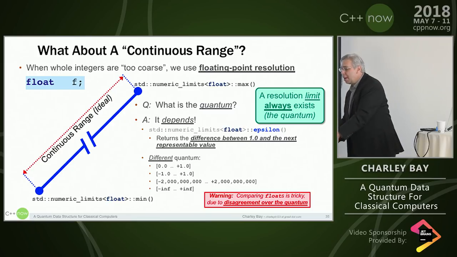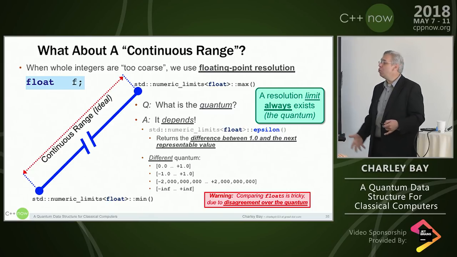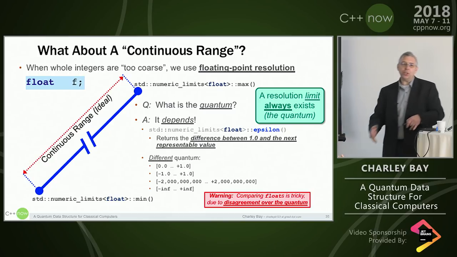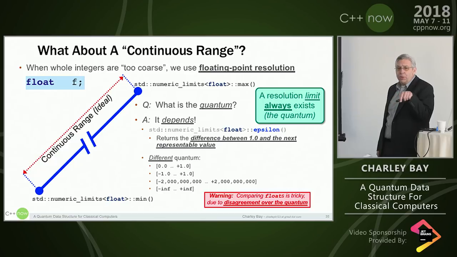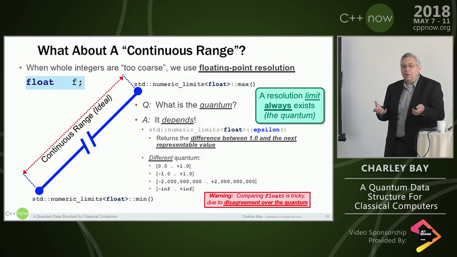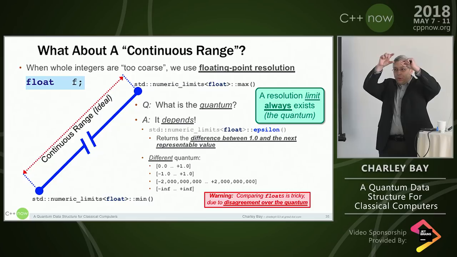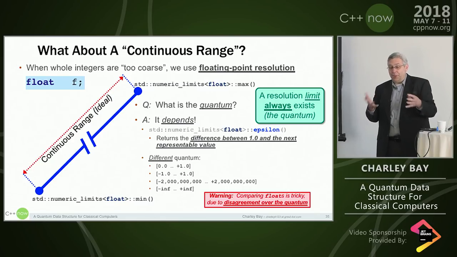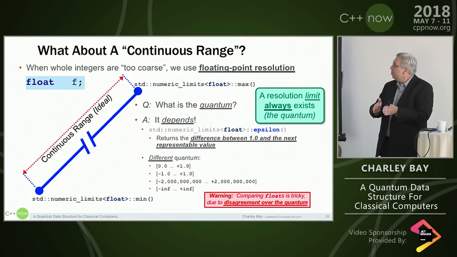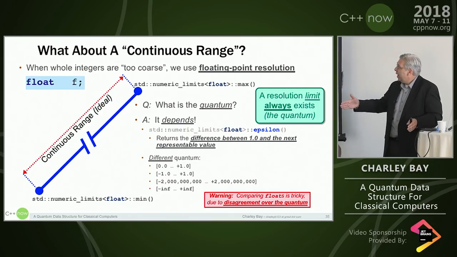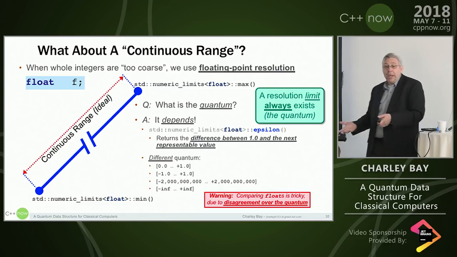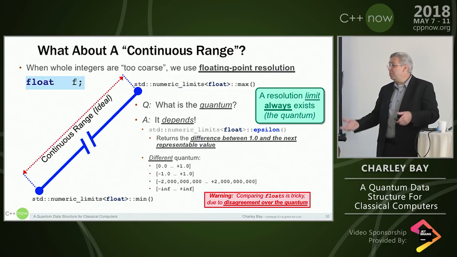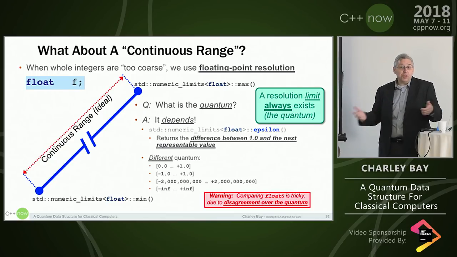You have to put rules on top of it to get an answer because there is no good answer, because of the hardware representation or what we assume in software. We do have the standard numeric limits float, double colon epsilon. Epsilon is merely the delta from 1.0 to the next larger representable value. So it's a metric, it's a quantum, but it's not constant over that range. And fundamentally, that just means we have different quantum if you're storing 0 to 1, negative 1 to positive 1, negative to positive 2 million, billion, negative positive infinity. Your quantum is all over the place.